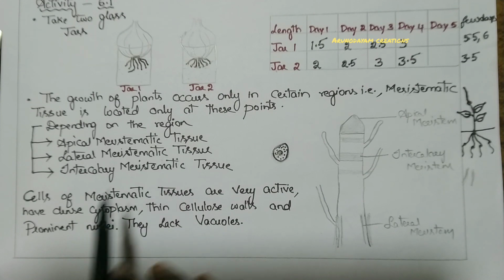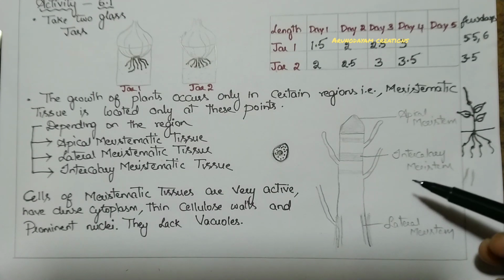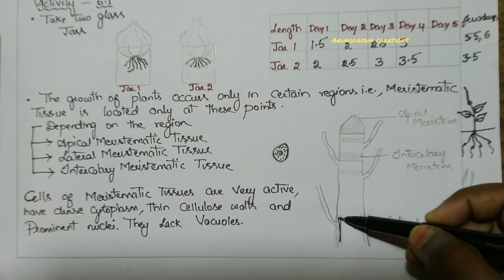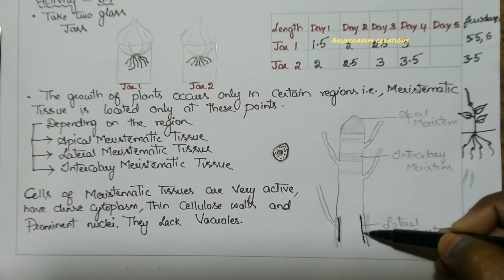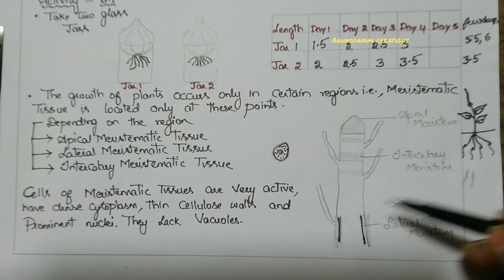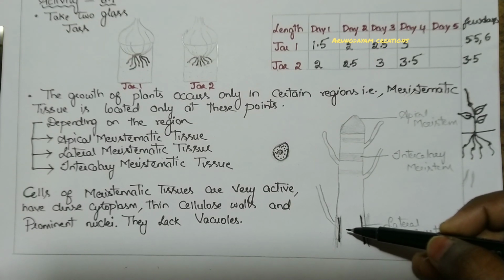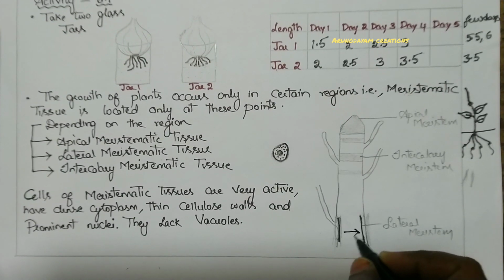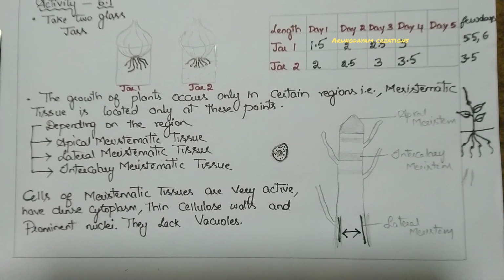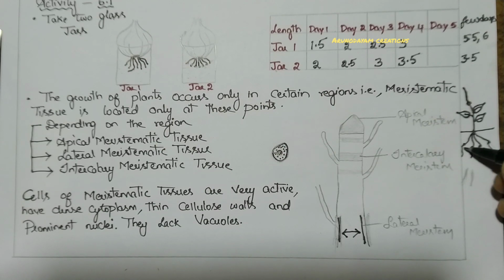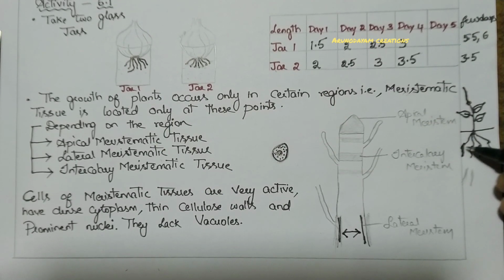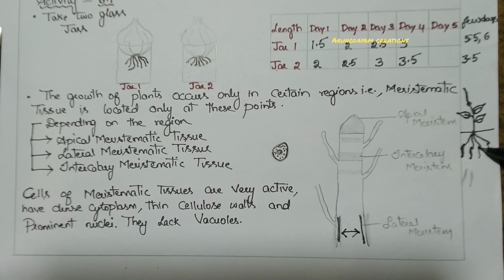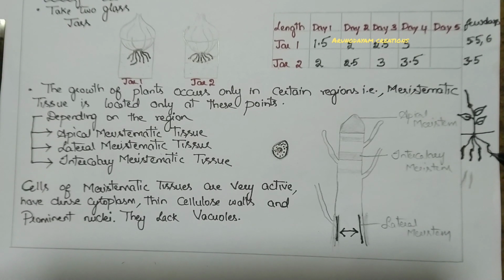Next, lateral meristematic tissue. Lateral meristematic tissues are present on the sides of the stems and roots. The cells in these tissues will divide repeatedly and help in the increase in the girth of the stems and roots. Increase in the girth, that means breadth of the stems and roots, will increase because of this lateral meristematic tissue. In case of roots also, these lateral meristematic tissues will help in broadening of roots. That means increase in the breadth of the roots.